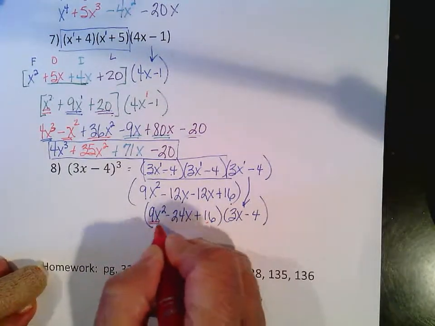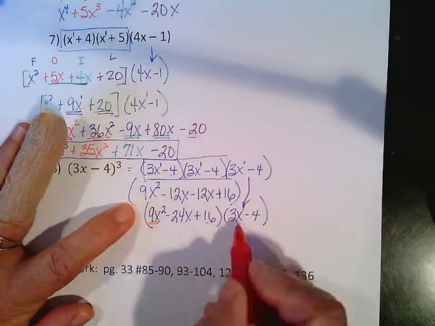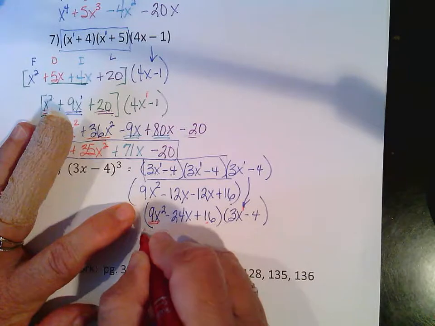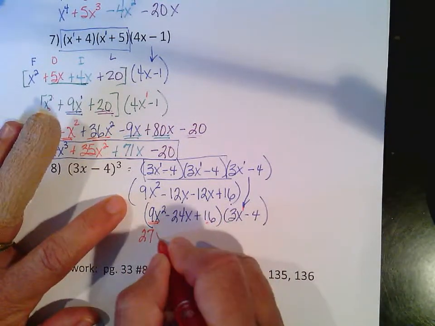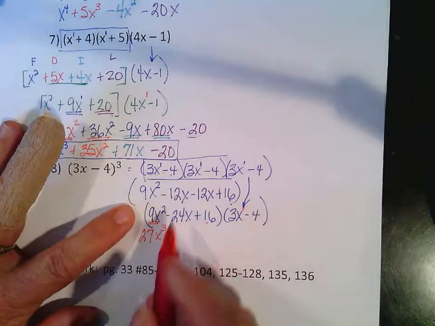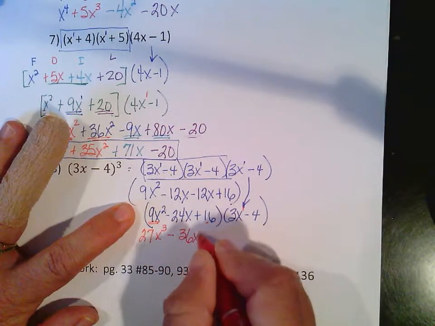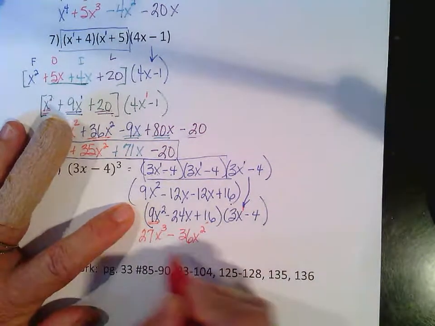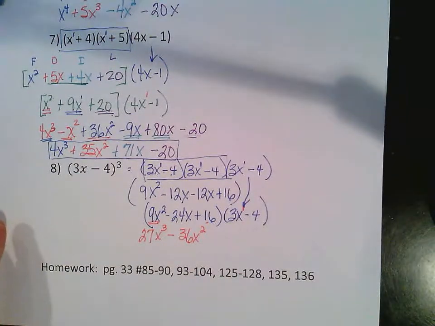I'm going to start with the 9x squared. Remember, there's a 1 on this 3. 9 times 3 is 27. If I add the 2 and the 1, that's x to the third. 9 times negative 4 is a negative 36x squared. And that's all I'm going to do in red, because that's what I get for that first term. Now I'm going to move to the next term.